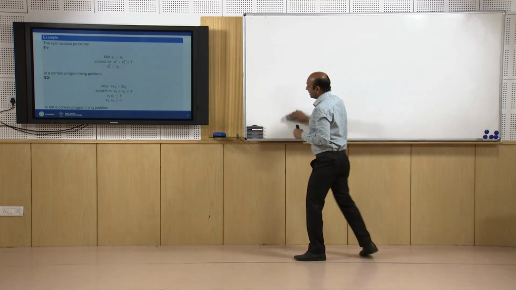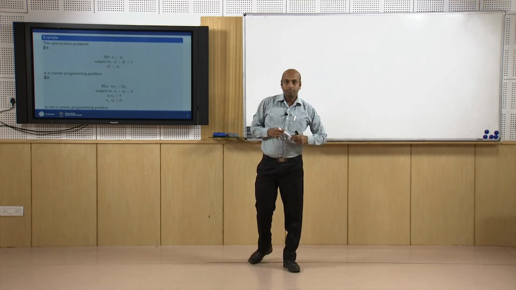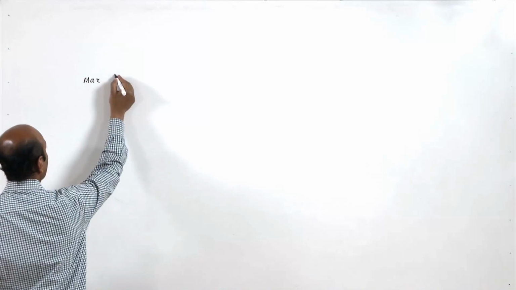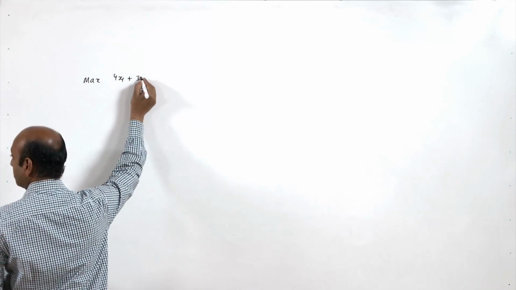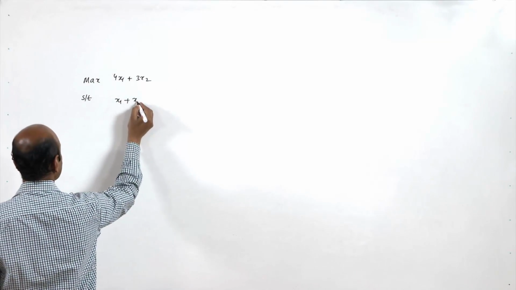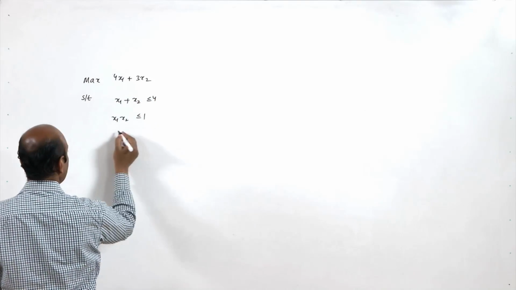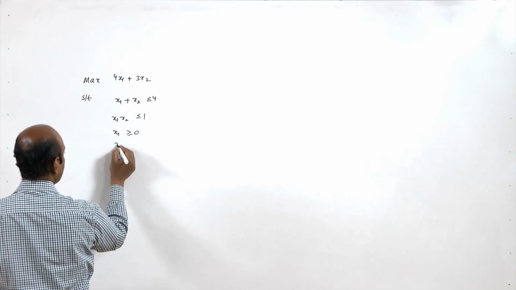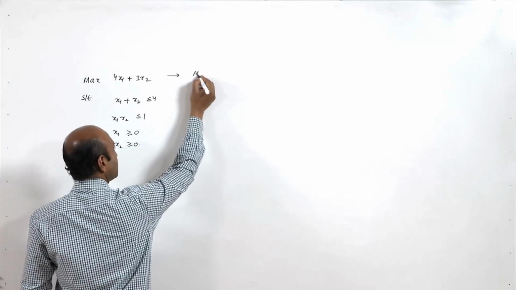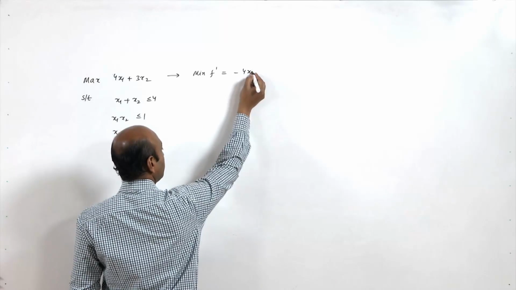In the second example, the objective function is of maximizing type, but it is linear. What will this objective function be? Maximizing 4x1 plus 3x2 subject to the constraints x1 plus x2 less than or equal to 4, x1 x2 less than or equal to 1, x1 greater than or equal to 0, and x2 greater than or equal to 0. Now, this objective function can be recast as minimum of some f dash, which is minus 4x1 minus 3x2.